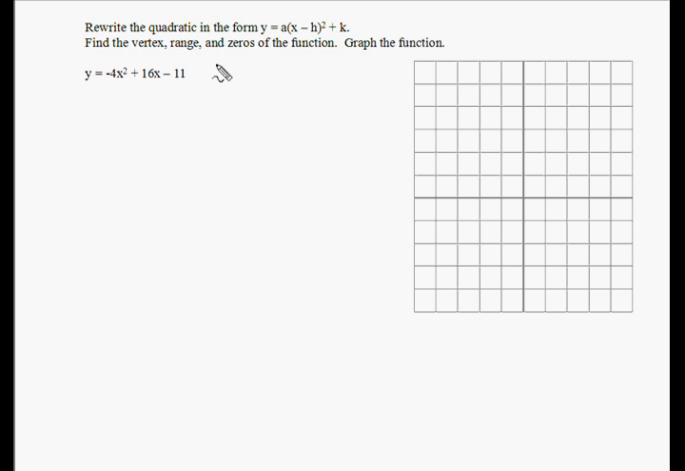Rewrite the quadratic in the form y equals a times (x minus h) squared plus k, so you can find the vertex, the range, and the zeros of the function. The zeros of the function are where the graph crosses the x-axis. Okay, so we're back into completing the square.